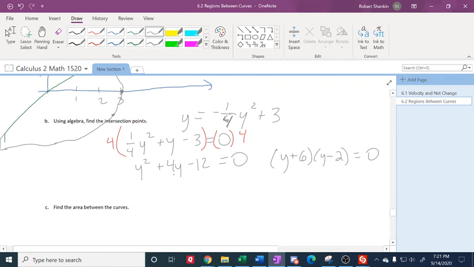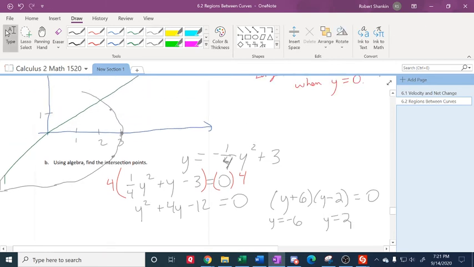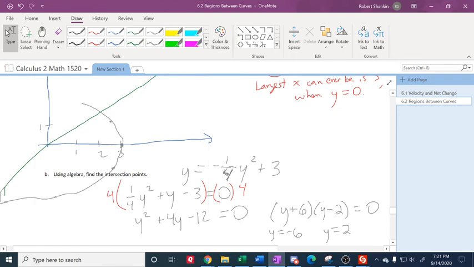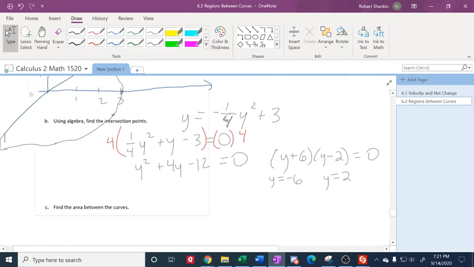And that will give me the correct middle term right here. And then when I solve this, I'm going to get two solutions. Y plus 6 will be 0 when y is equal to negative 6. Y minus 2 will be 0 when y is 2. So, Matthew, when you said y is 2, you were right on track. That's one of the solutions. The other one is when y is negative 6.